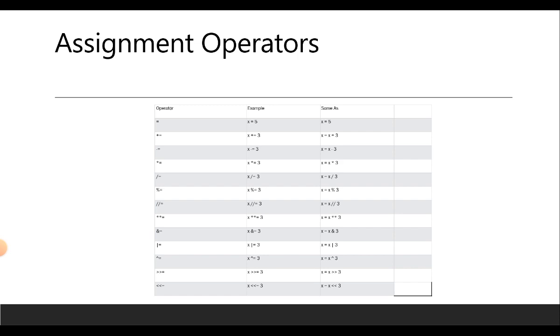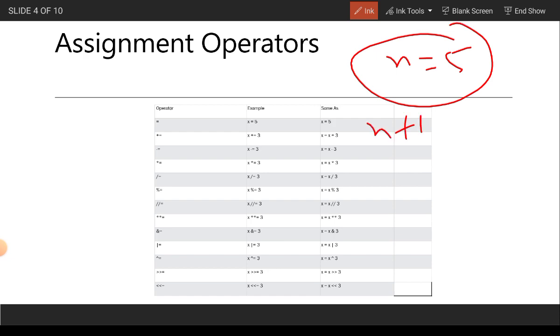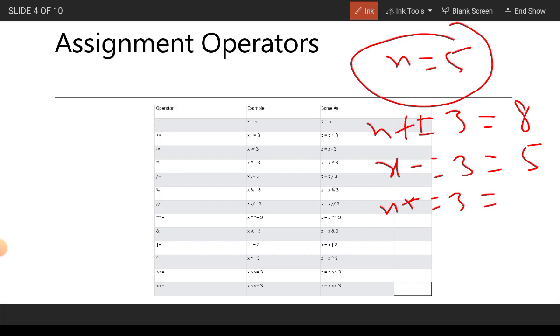Now the assignment operator. So what does the assignment operator do? Our assignment operator assigns a value to the variable. Okay, so if x is equal to 5, here x becomes 5. If we do x += 3, then our x becomes 8. If we do x -= 3, then x becomes 5, and x *= 3, now x becomes 3 into 5, 15. In the same way all things work.